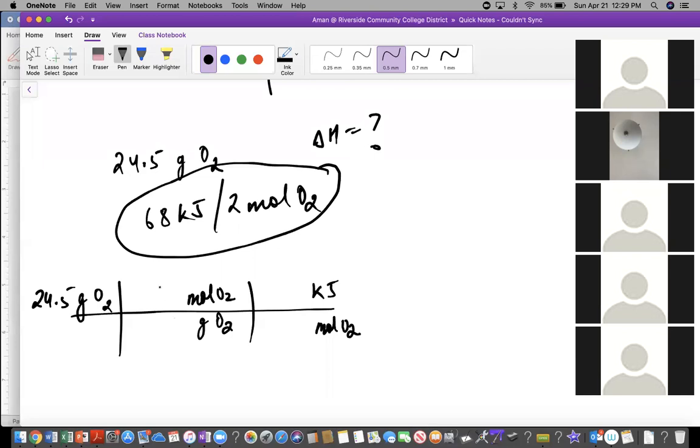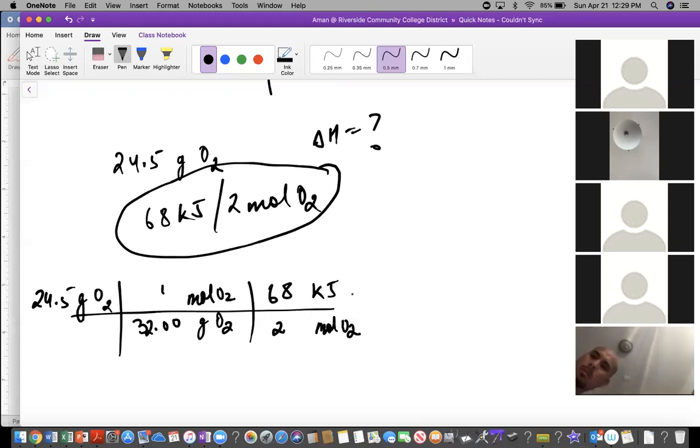So 1 mole of oxygen is how many grams of oxygen, guys? You're looking for grams of O2. What is the molar mass of oxygen? Is it 16.0 or 15.99? That's for 1 O, so for 2 of them, it's 32.00. And then for moles to kilojoules, we know that every 2 moles is 68 kilojoules. Now you can solve this whole thing.